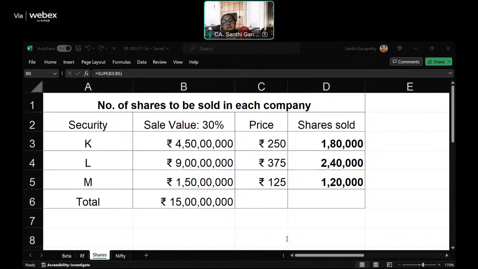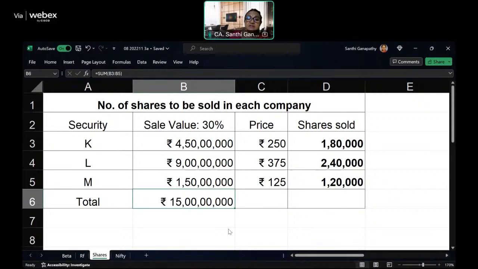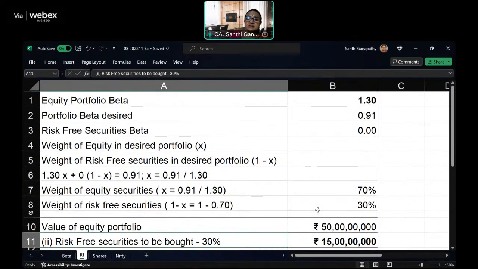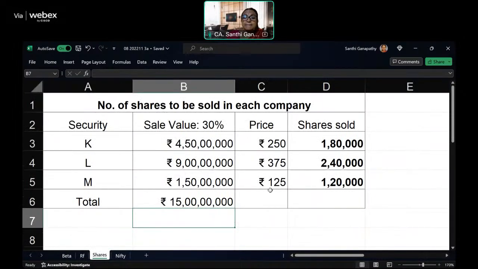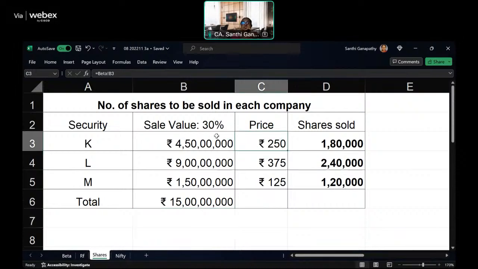You have a question: the number of shares of each company to be disposed of for what? For acquiring the debt-free. How much do you want to acquire? You have decided that you want to acquire 15 crores. How much you have to dispose of? So everything 30%. If you do, that is enough. Number of shares to be sold is asked. Price is known. Value is known. So number of shares can be found.